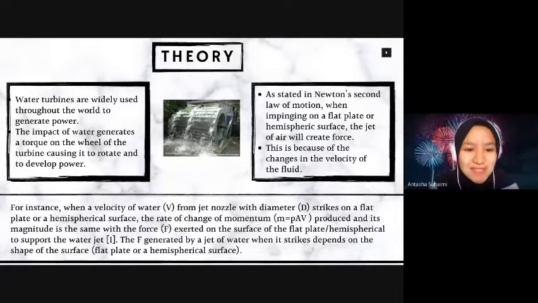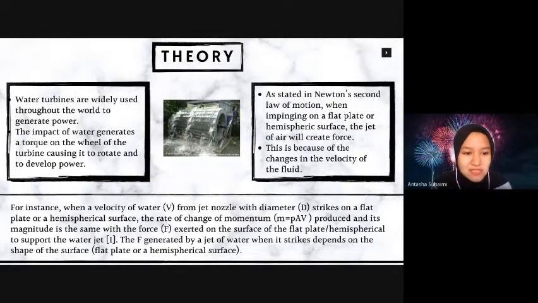My name is Antasha, so I will present about the theory of this experiment. First, we all know that water turbines are widely used throughout the world to generate power. The impact of water generates a torque on the wheel of the turbine, causing it to rotate and to develop power. As stated in Newton's second law of motion, when impinging on a flat plate or hemispherical surface, the jet will create force. This is because of the changes in the velocity of the fluid.